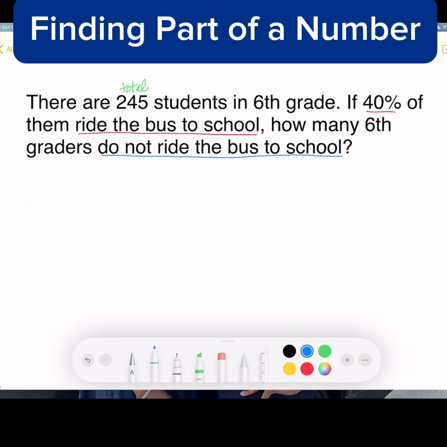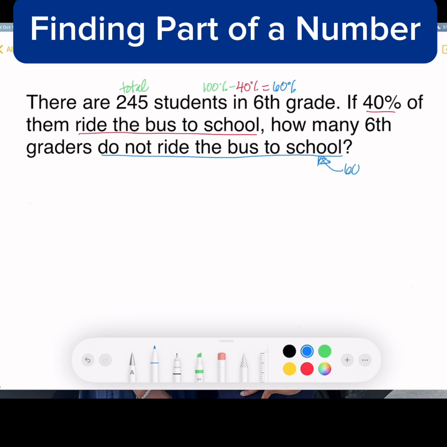So the information that we're given is that a part of the total kids, 40% of the total kids, ride the bus to school. And the first thing I'm going to do is figure out the percent of students who do not ride the bus to school. So I'm going to take 100%, which is the total, and subtract from that 40%. 40% is the number of students who ride the bus to school. That's the percentage. And then I'm going to find out what percent of those students do not ride the bus to school. So I know that this is 60%.